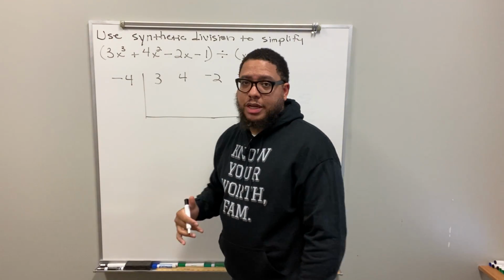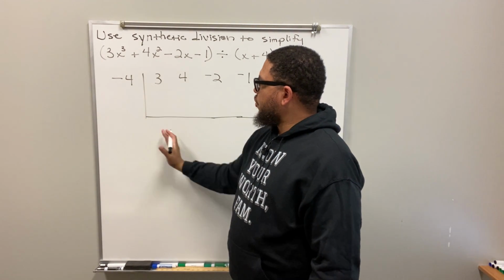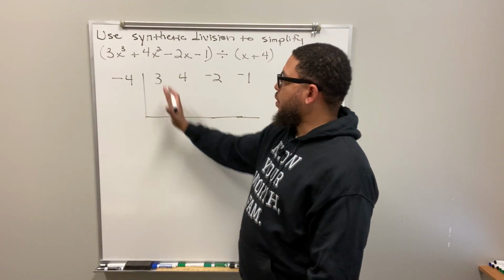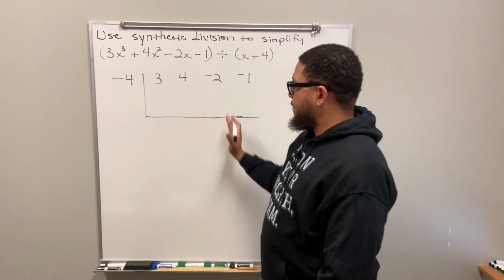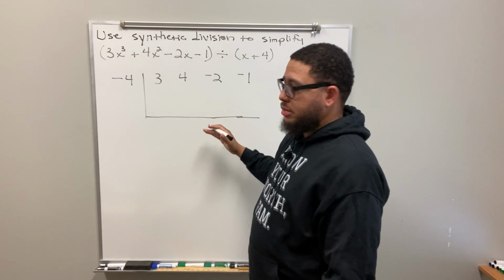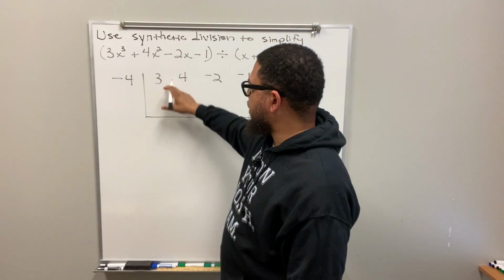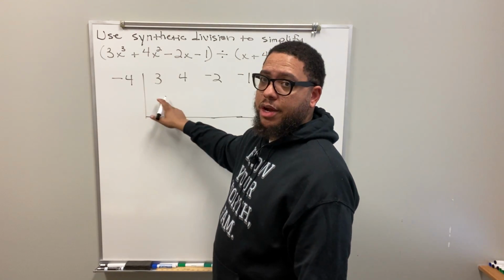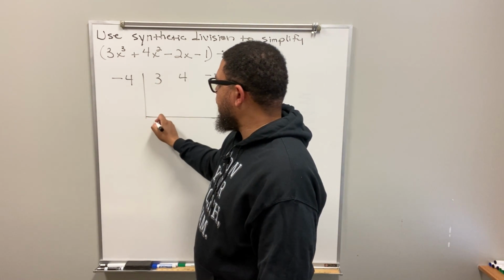This is how we do synthetic division. We add vertically, and we multiply diagonally. All right? So this starts out like this. I take this 3, and I add it to 0 because there's nothing there. So 3 plus 0 is 3.